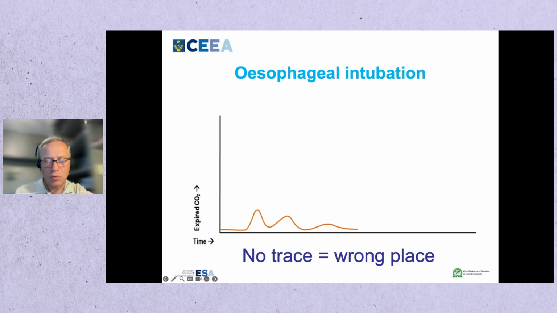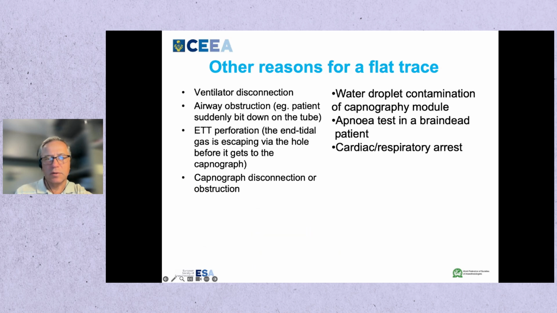The abrupt straight line usually represents circuit disconnection in one or another part of the circuit. Other reasons for a flat trace are ventilator disconnection, like I mentioned, airway obstruction, for example the patient suddenly bites down on the tube, endotracheal tube perforation, capnograph disconnection or obstruction, water droplet contamination of the capnography module, apnea test in the brain dead patient, or cardiorespiratory arrest.